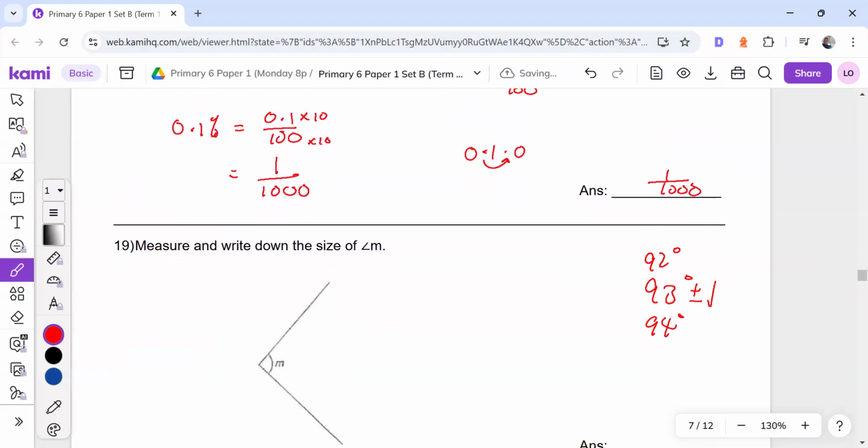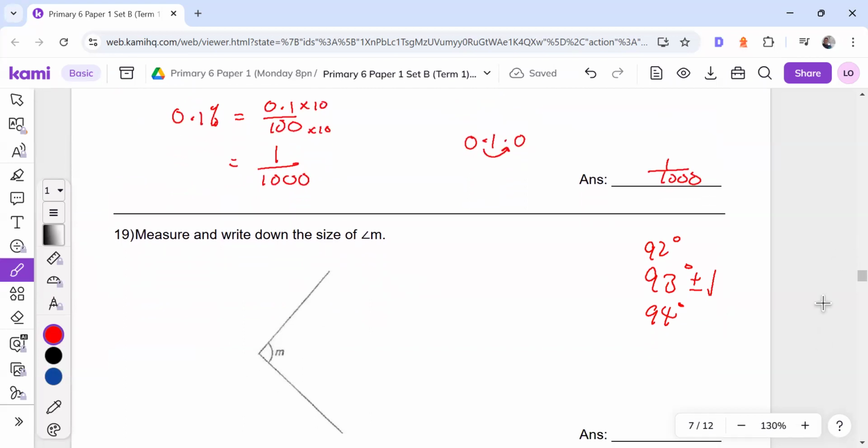So when you place a protractor, I can't put a digital protractor here, but I'm gonna draw something. Hopefully it's clear. If I put the protractor something like this, oh dear. Your protractor, how do you put your protractor? Your protractor must be something like this, okay? Yeah, something like that lah.